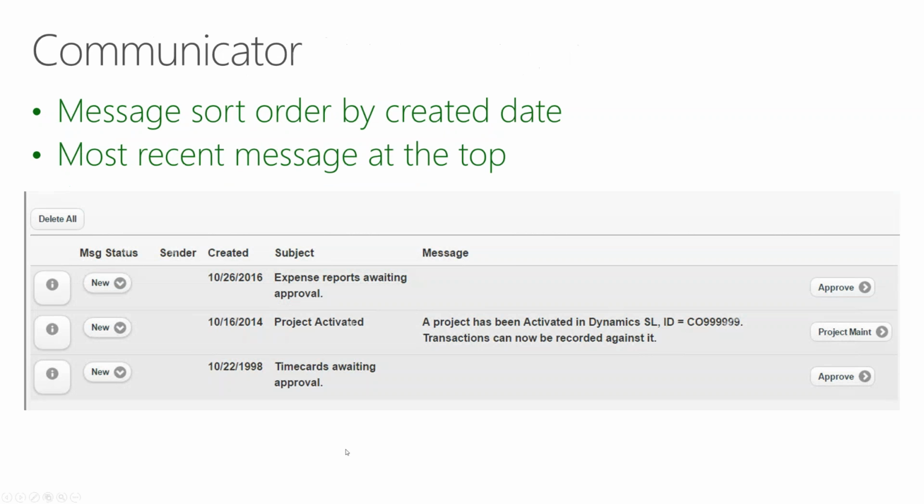The next thing that we have is the communicator, and this is the message. The big thing that we have out there is that it used to sort based on some weird status. It didn't really make a lot of sense. But now we can actually sort based on the create date, which makes sense. I want the latest things at the top of the screen. So now, in this case, I'm seeing something from October 26th at the very top, then the 16th of 2014, and the 22nd of 1998. So wow, a big range of things there. But again, the idea of what I'm showing you here is that it's now going to sort with the most recent at the top.